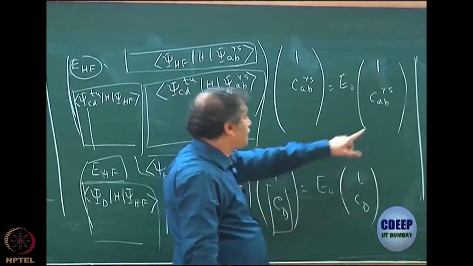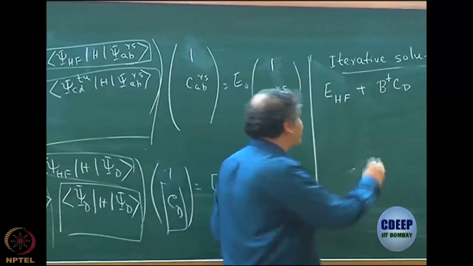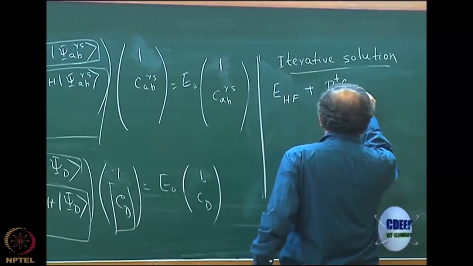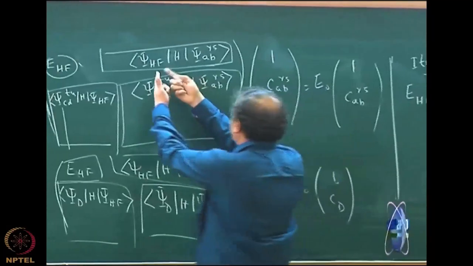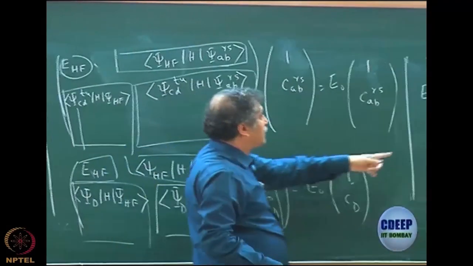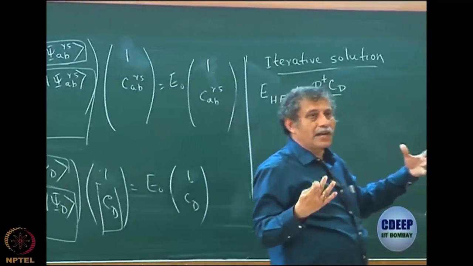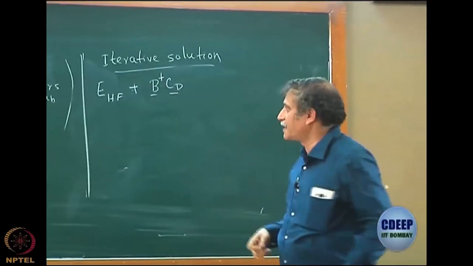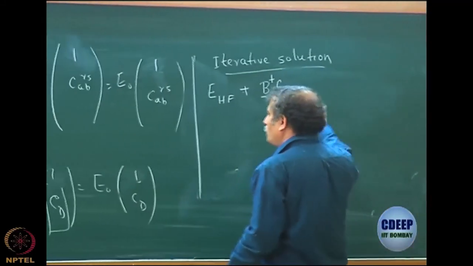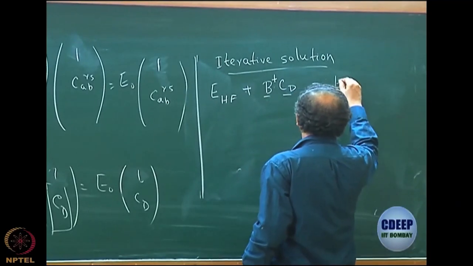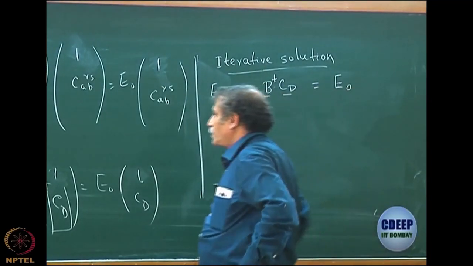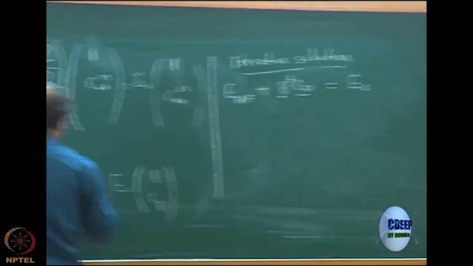Is it clear to everybody? I'm just using a matrix. So this is a matrix. This is not a number. This is a matrix. Obviously, this has to be a set of numbers. So it's a row. This is a column. It's one-dimensional matrices, actually. B-dagger CD equal to E naught. So first row into first column equal to E naught.